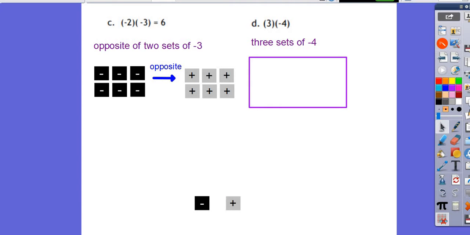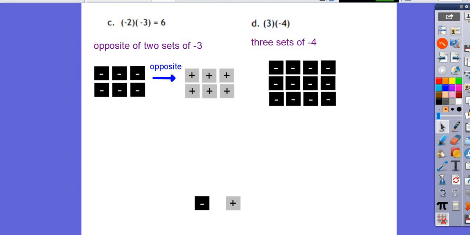So I need to draw out 3 sets of negative 4. And they didn't give me the answer this time, so I have to answer it. What is 3 times negative 4 then? How did you know negative 12? Because 3 times 4 is 12, and you just flip it. Or I could have sat here and counted all these negative tiles, and how many are there? 12 negatives. Okay.